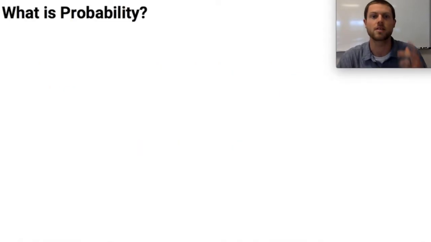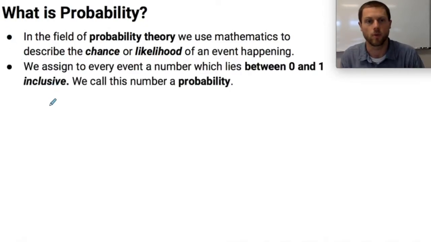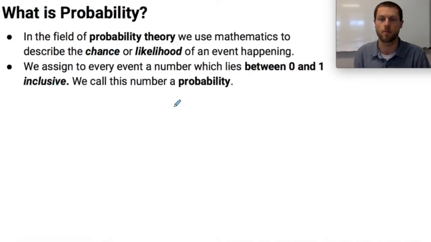Let's dive into it. What is probability? The field of probability theory is what mathematicians use to describe the chance or likelihood of an event happening. We assign every event a number between 0 and 1, kind of like a percentage, including 0 and 1. We call this number a probability. So you can have a probability of 0.2. You could also call it 20%, or 2 out of 10, or 1 out of 5.